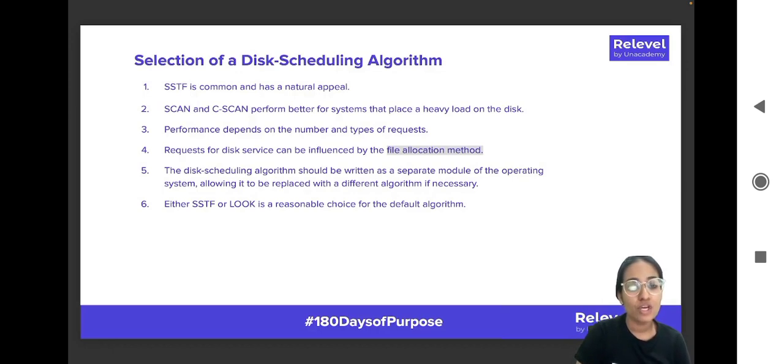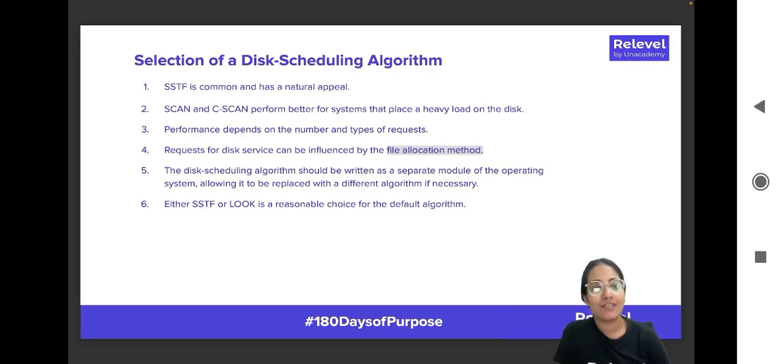That means if in future I want to replace an algorithm, I should have the capability to do that as well. Okay, so usually either SSTF or LOOK is a reasonable choice if you have to pick a default algorithm, and there should always be a way where you can override these algorithms with different algorithms as and when you like. So that's pretty much the overall idea about disk scheduling, about the different types of disk scheduling algorithms which are available, and what you should keep in mind while selecting one. I hope it is clear to everyone.